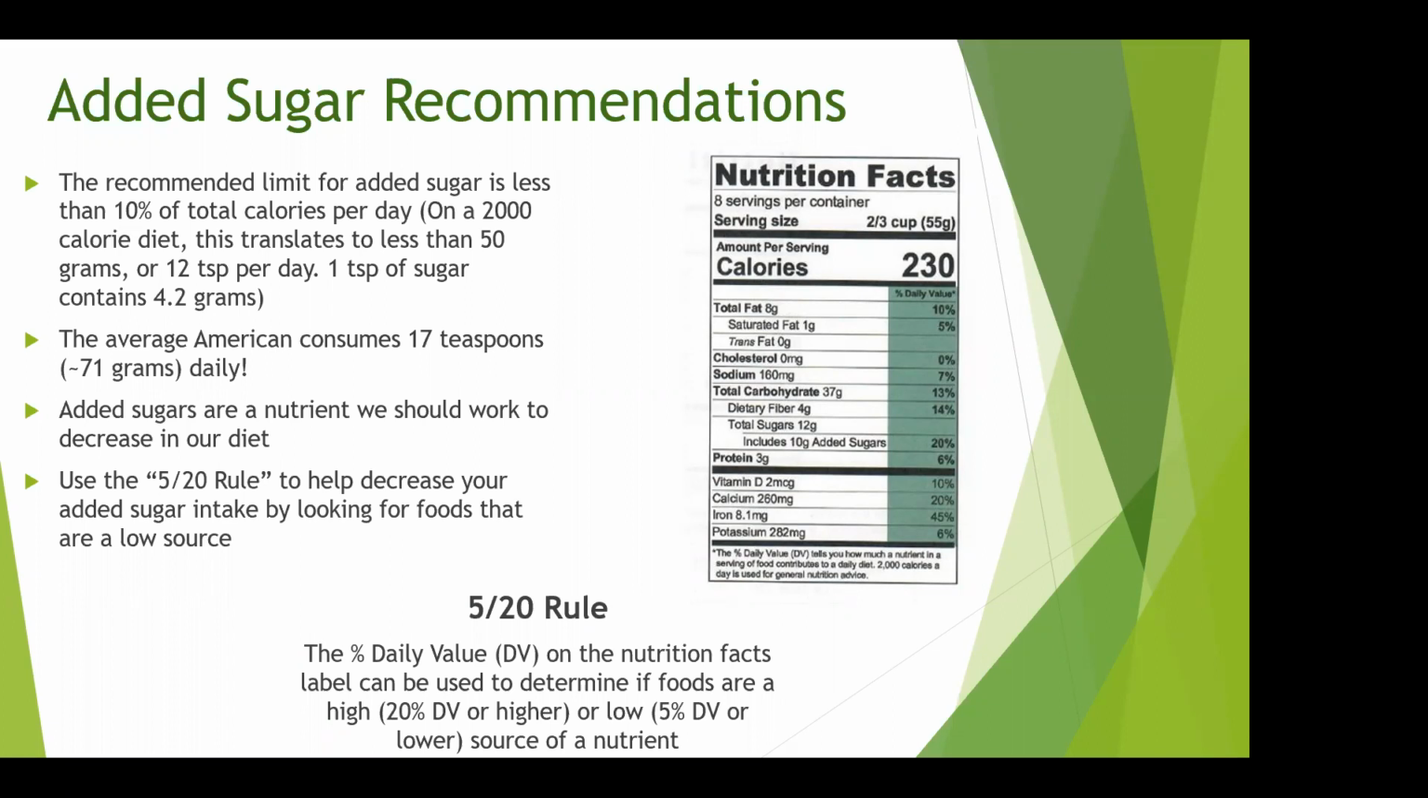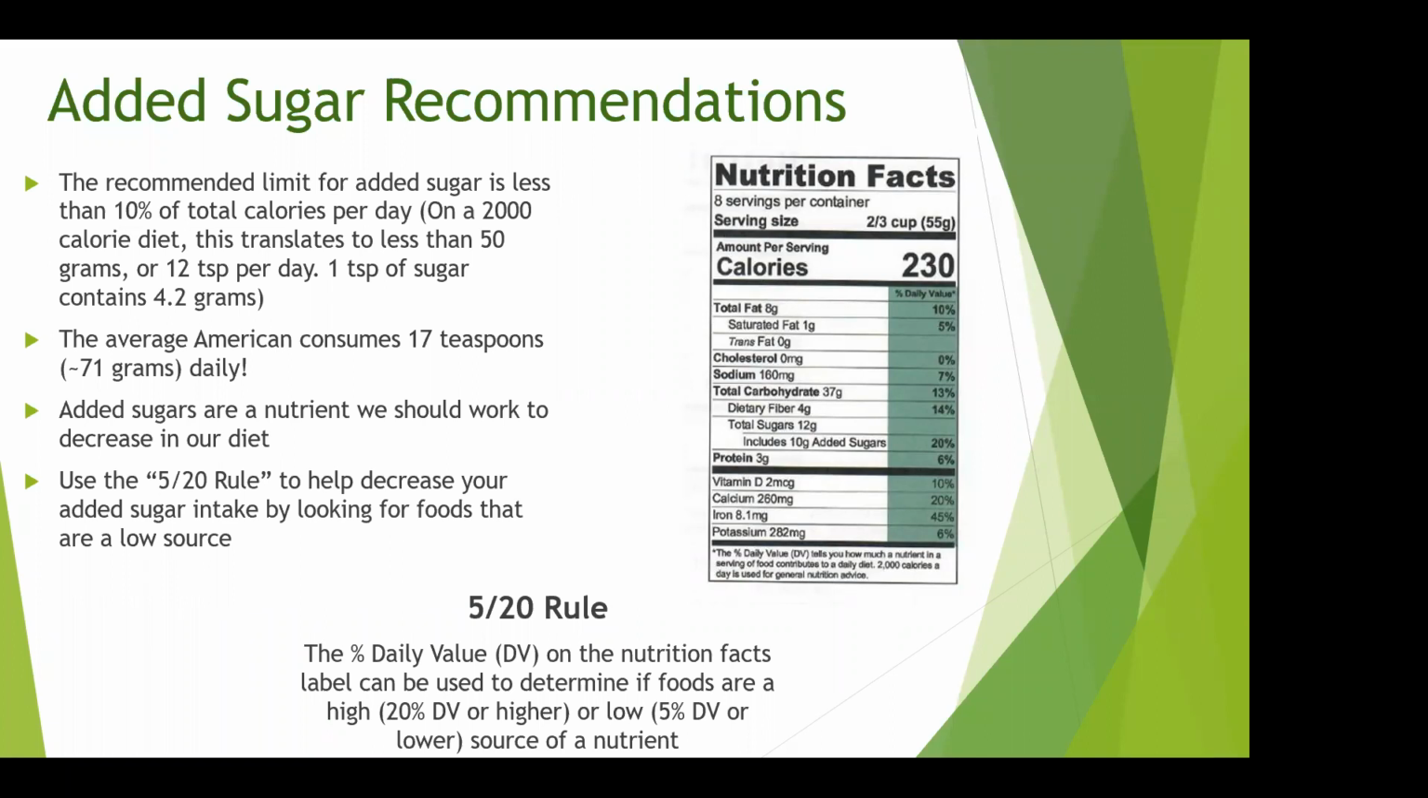And so if we keep added sugar to about 10% of our total calories per day, this translates to less than 50 grams or 12 teaspoons of sugar per day. Keeping in mind that 1 teaspoon of sugar is about 4.2 grams. So that's a lot of math to do. We're going to try to make it a little easier for you. Keep in mind that the average American is consuming more than that recommendation. Typically, an American will consume about 17 teaspoons or about 71 grams daily. So quite a bit more on average than the recommendation.